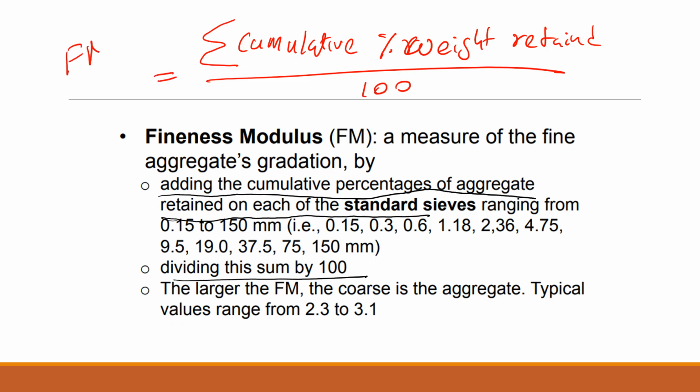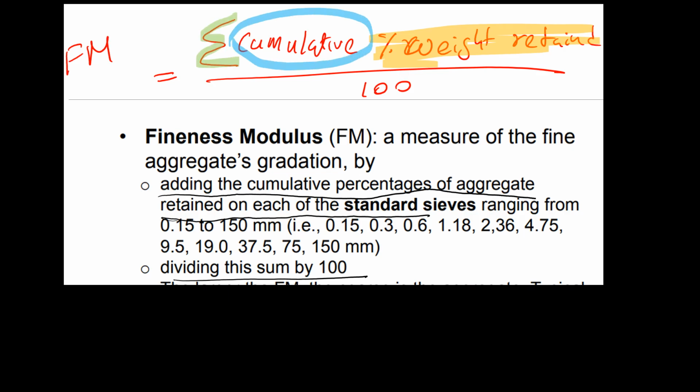Do you guys agree with that? So we need to know the percentage weight retained, and you need to take the cumulative value of that, and then add all the cumulative values together and divide by 100. That will give you the fineness modulus.